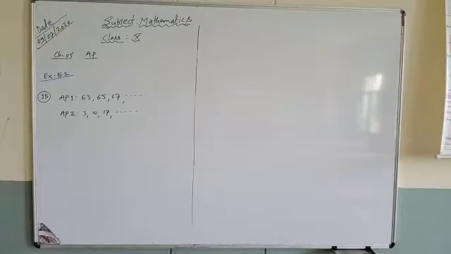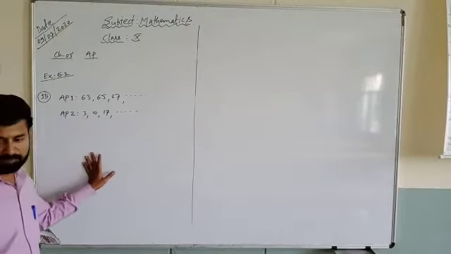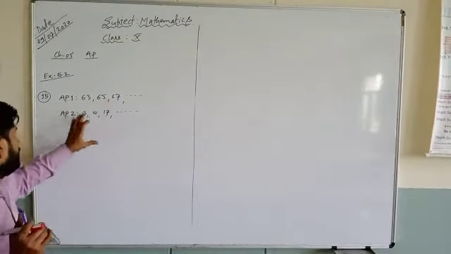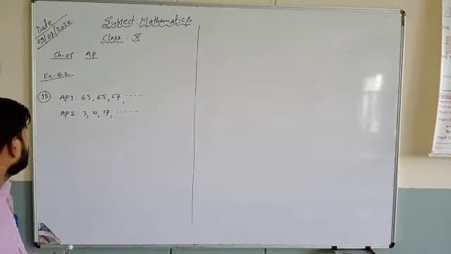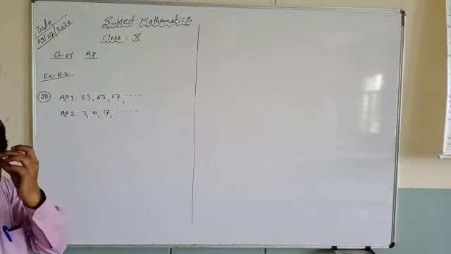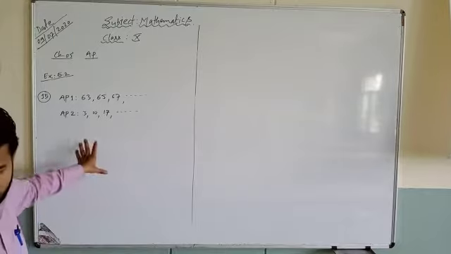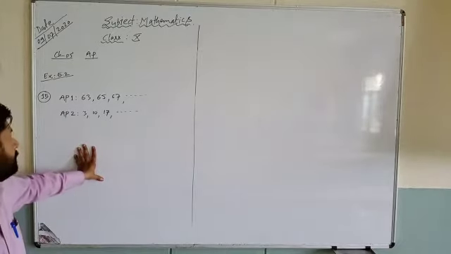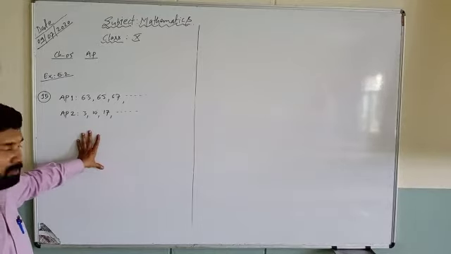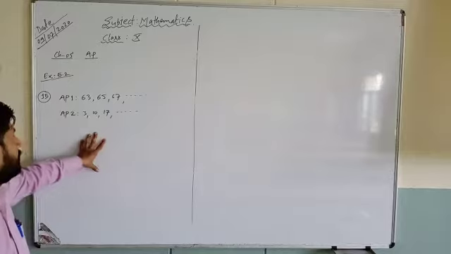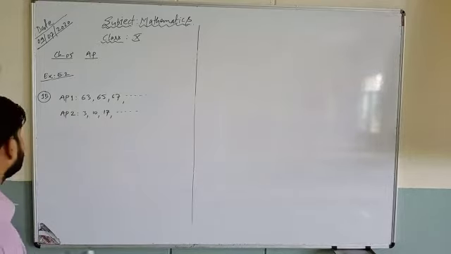Question number 15, exercise 5.2. We have been given two APs, AP1 and AP2. For what value of n are the nth terms of the two APs equal? It is given that the nth terms of the two APs are equal, and we have to find the value of n.